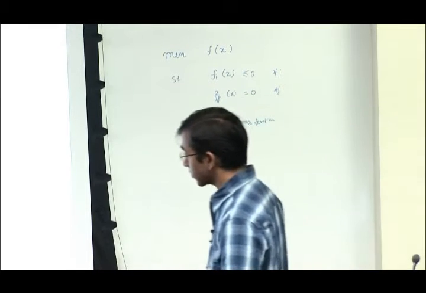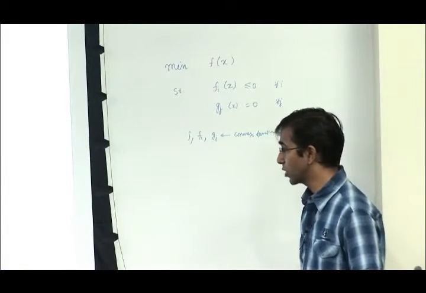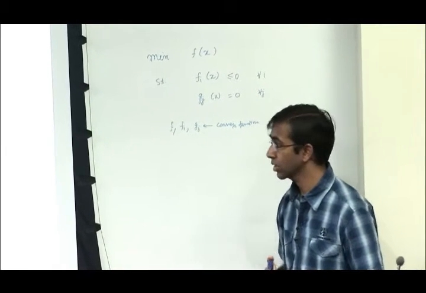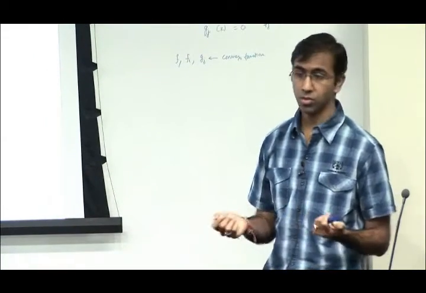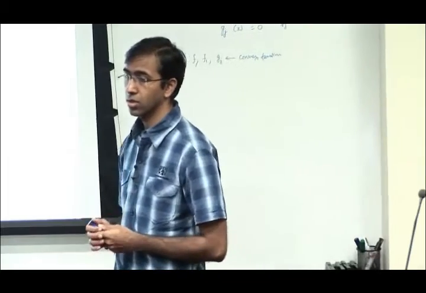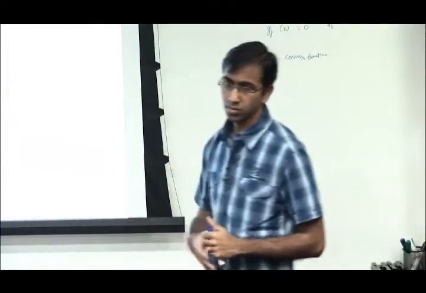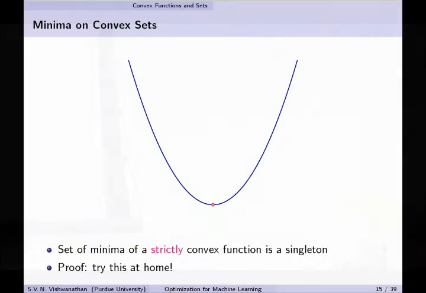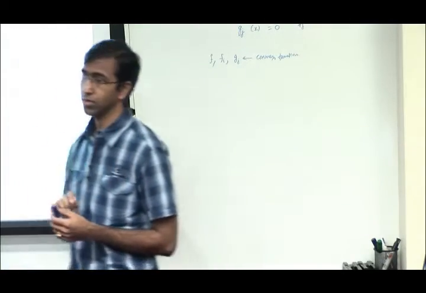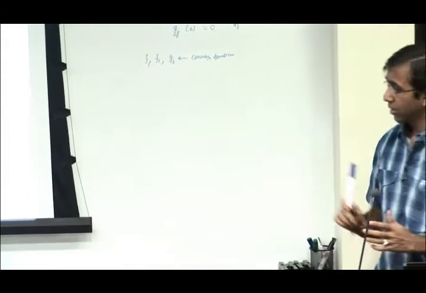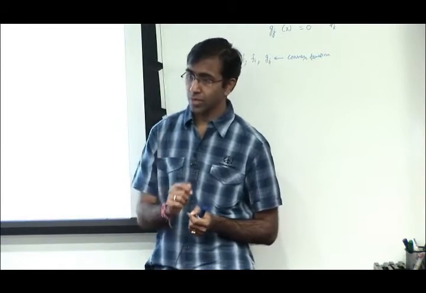Depending on the properties of these individual convex functions, you can characterize the solution in a variety of manners. For example, for a general convex function f(x), the minima need not even be unique. You can have several minima. For example, here, all these points will minimize this function f(x). Whereas if your function is strictly convex, then you are guaranteed that there is exactly one point that minimizes that function. And this again is an exercise: can you show that if a function is strictly convex, then there will be exactly one minima?